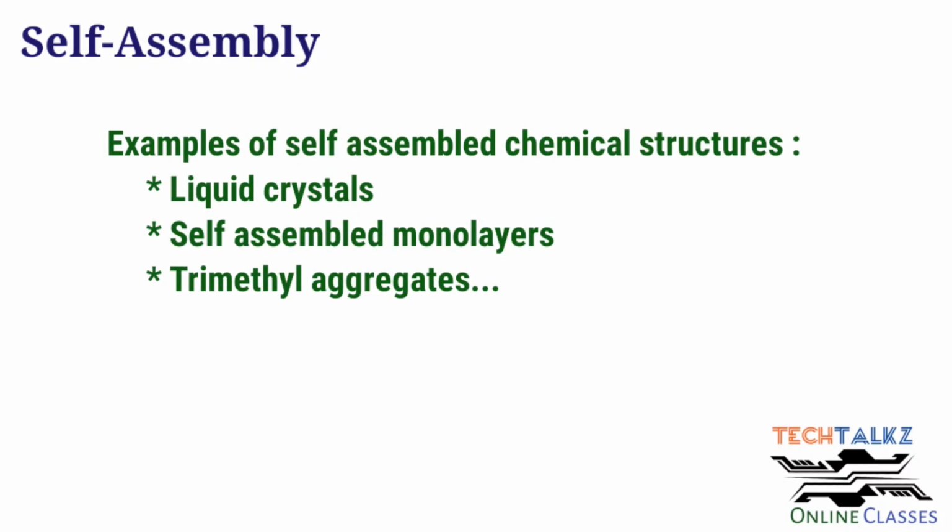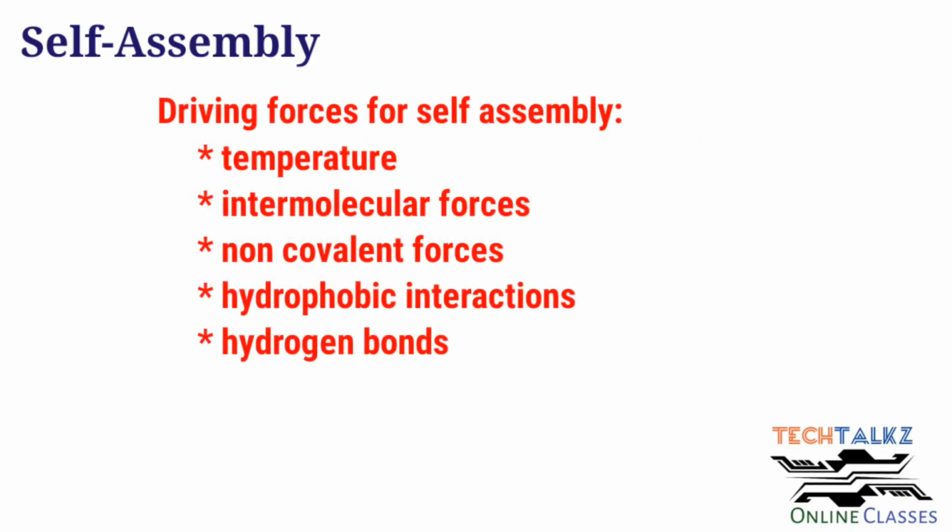Now we can see some examples of self-assembled chemical structures. They can be liquid crystals, self-organized monolayers, and so on. The reasons for self-assembly can be temperature, intermolecular interactions, or sometimes non-covalent interactions, that is, van der Waals forces, electrostatic or hydrophobic interactions, or maybe hydrogen bonds.